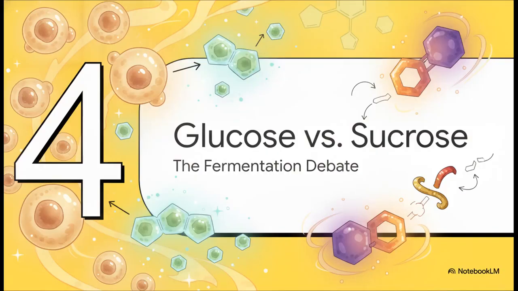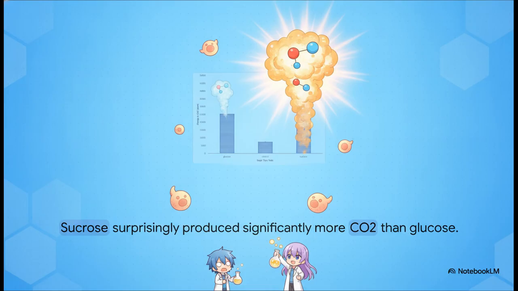Part 4. The glucose versus sucrose debate. Now, going into the experiment, scientific textbooks will tell you yeast strongly prefers simple monomers, like glucose, over a complex disaccharide like sucrose. But we got a massive plot twist. Completely contrary to expectations, the sucrose treatment pumped out way more CO2 than the glucose. Over our 60-minute run, the sucrose fermentation spiked to over 35,000 parts per million.